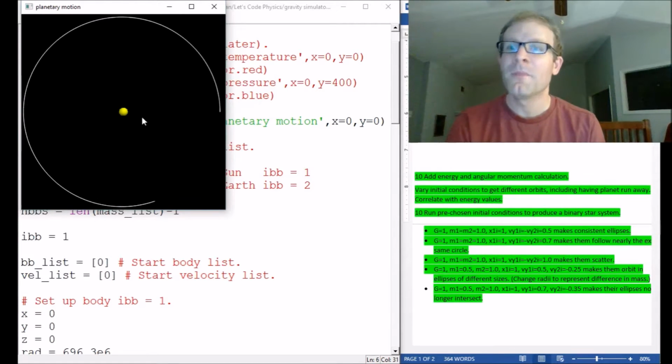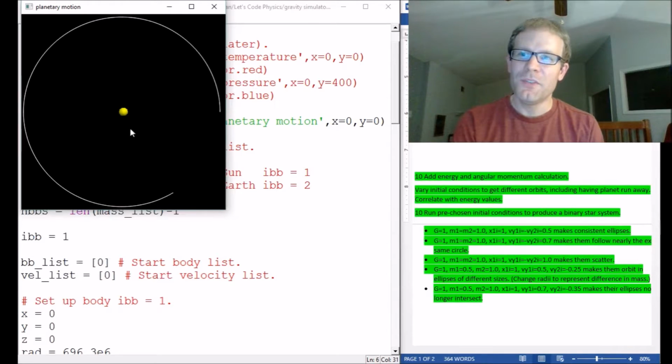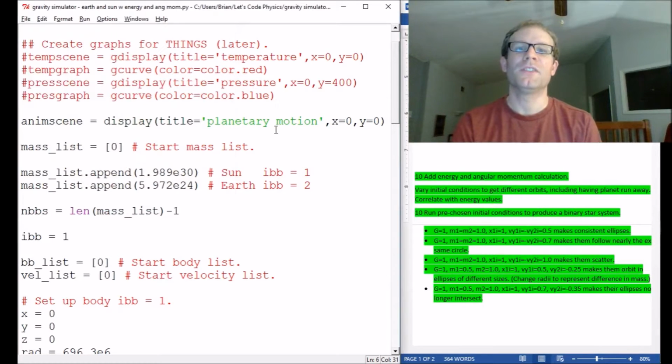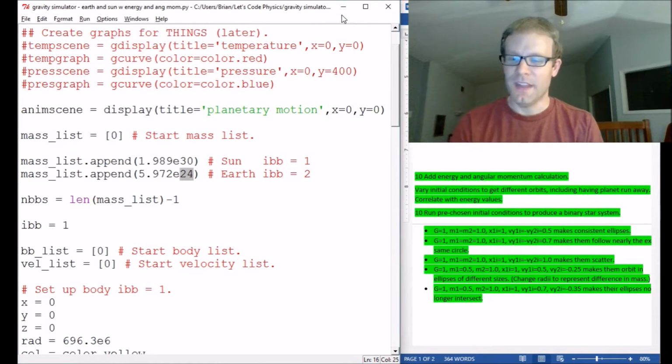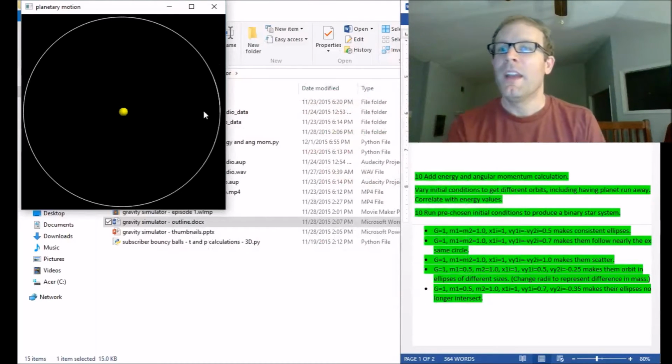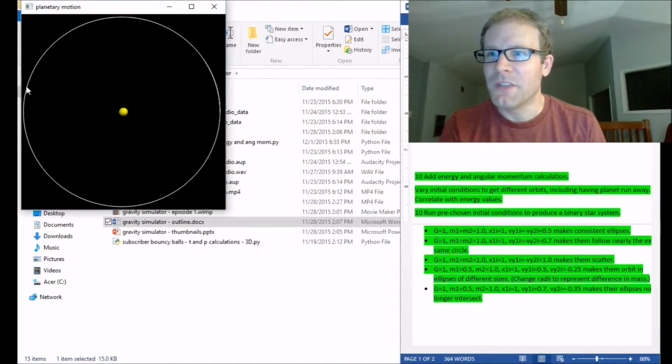We've got the Sun in the middle. We can't see the Sun move too much because of how much more massive it is than the Earth. So if we go back over here to the mass list, we see that the Sun is something like 1,000,000 times more massive than the Earth. And so our Earth did make a complete trajectory.